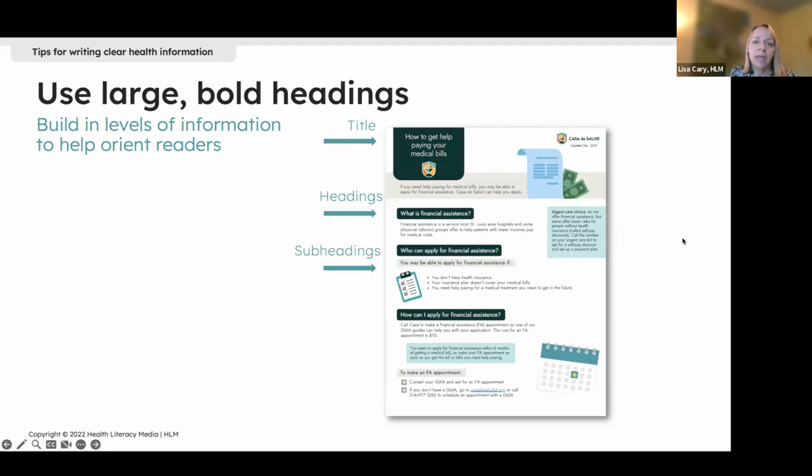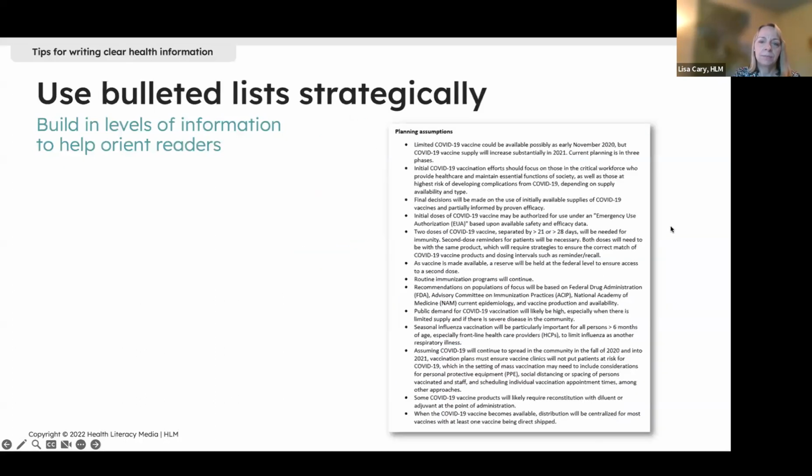So you can see here on this one, there's a main title, and usually the title is the largest or boldest of the text on your page. Then there are headings, and on this page, the headings are in those dark green boxes. And then there are subheadings in the gray boxes. So there's this hierarchy, and using consistent formatting for the different levels of headings and subheadings helps the reader make their way through your document.